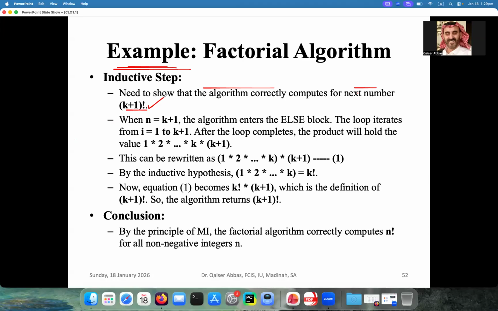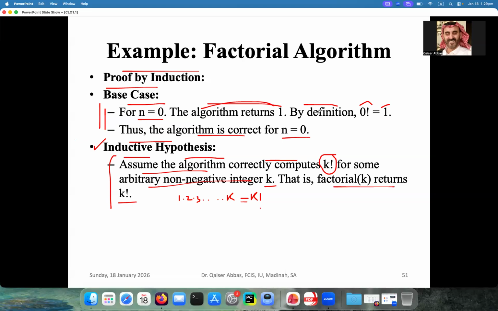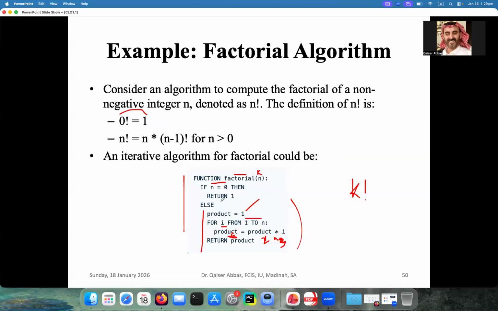So if we give n is equal to k plus 1 to the algorithm, it will go into the else block. Okay? It will go into the else block. If n is equal to k plus 1, it will not execute this. It will go to the else block.